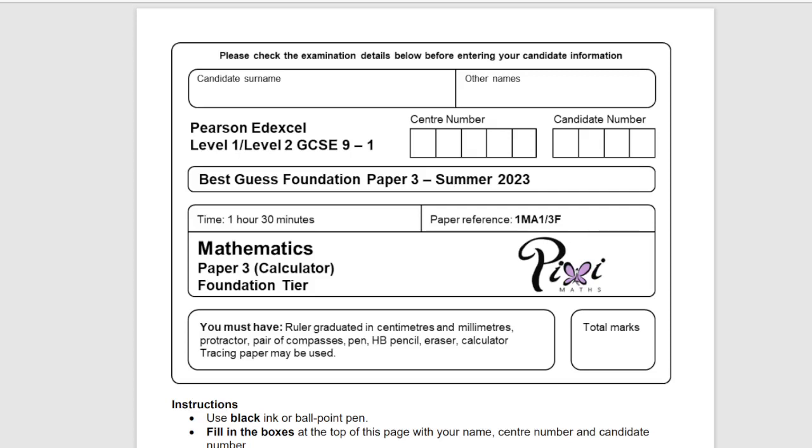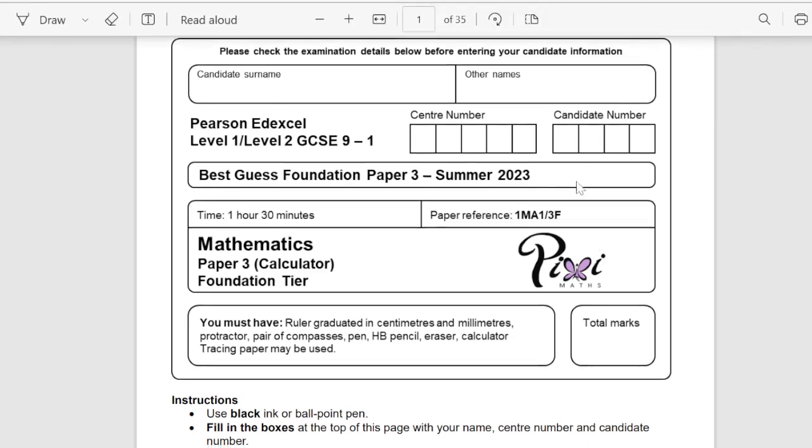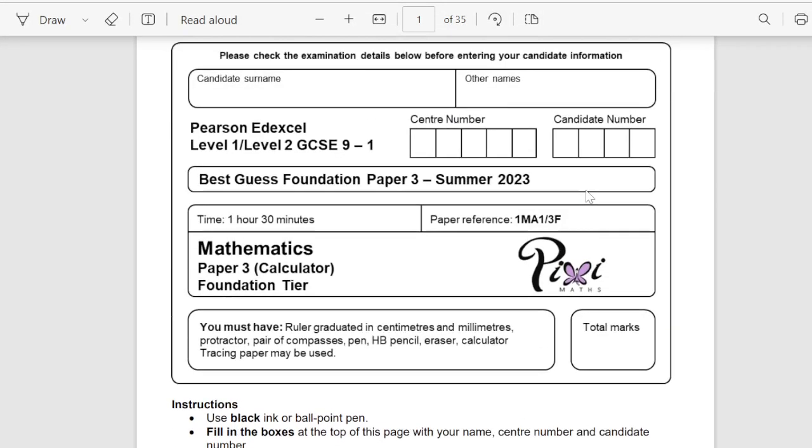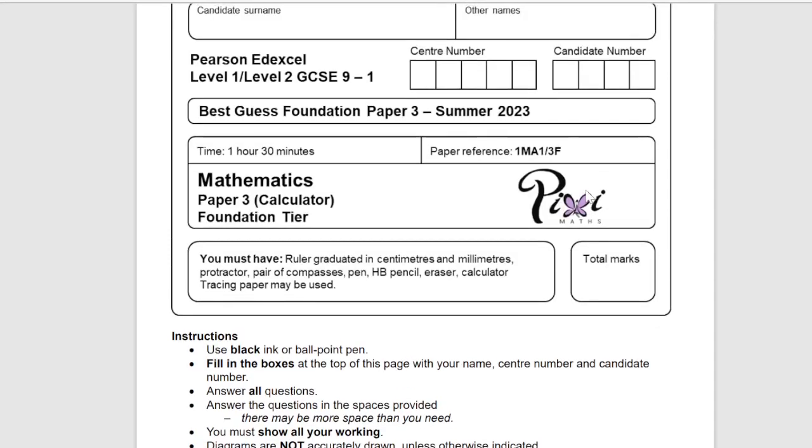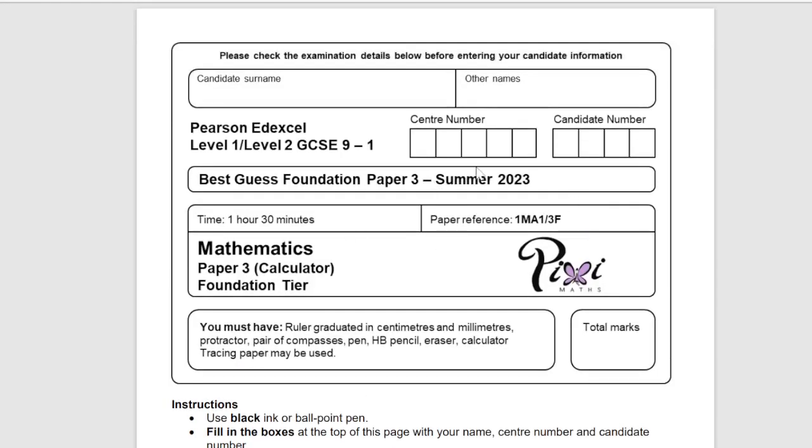Today we're looking at the PixiMaths preparation or best guess predicted papers. They prefer to call them best guess. I tend to call them prediction. I think prediction means best guess. But great paper 2s from them. I'm really looking forward to doing the paper 3s. So this is the foundation tier.